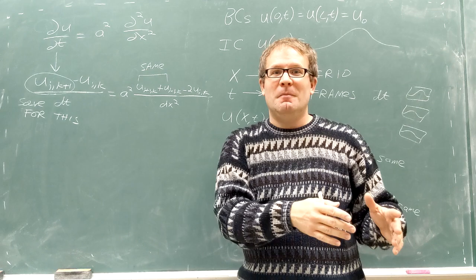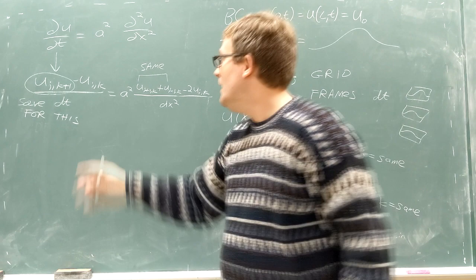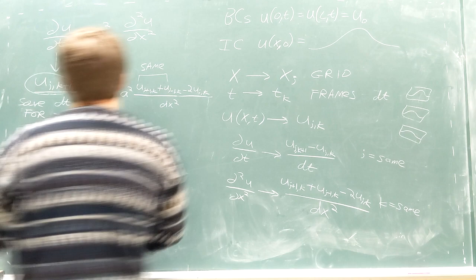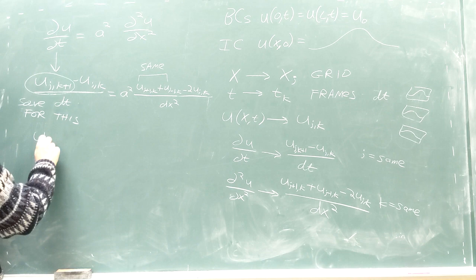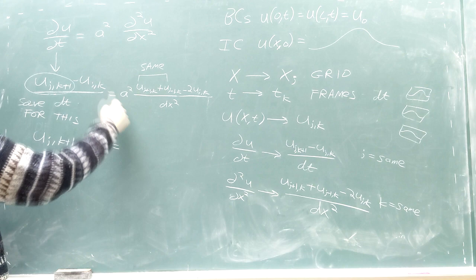Because what that means is if I know the u at one moment in time, I can get u at the next moment in time just by solving for this thing. Okay, let's see how that works. So we want to get this thing by itself. So we are going to multiply both sides by dt. It's pretty much basic algebra. So I've got a u j comma k plus 1. I'm going to equal, let's just collect all of the constants here.